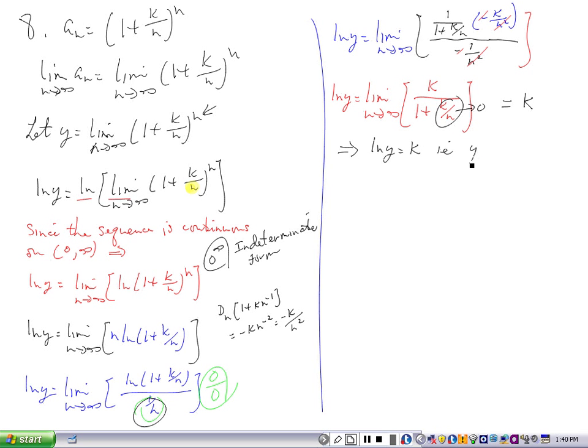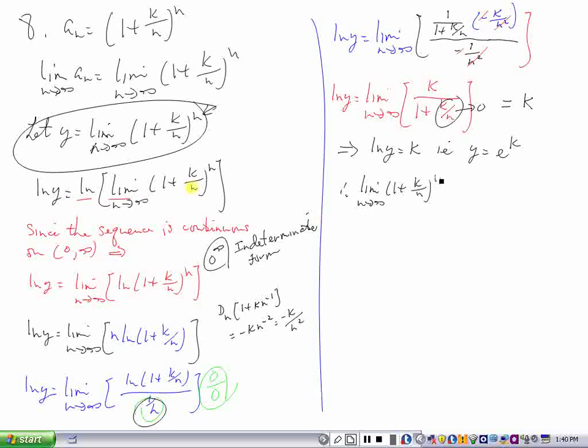That is to say, y is equal to, by definition, e to the k. But y is what we had said in this let statement. So we conclude that y, the limit of the sequence, the limit of 1 plus k over n to the n, is equal to e to the k. And look, e to the k is finite. So if the limit of a function is finite, then the limit exists.